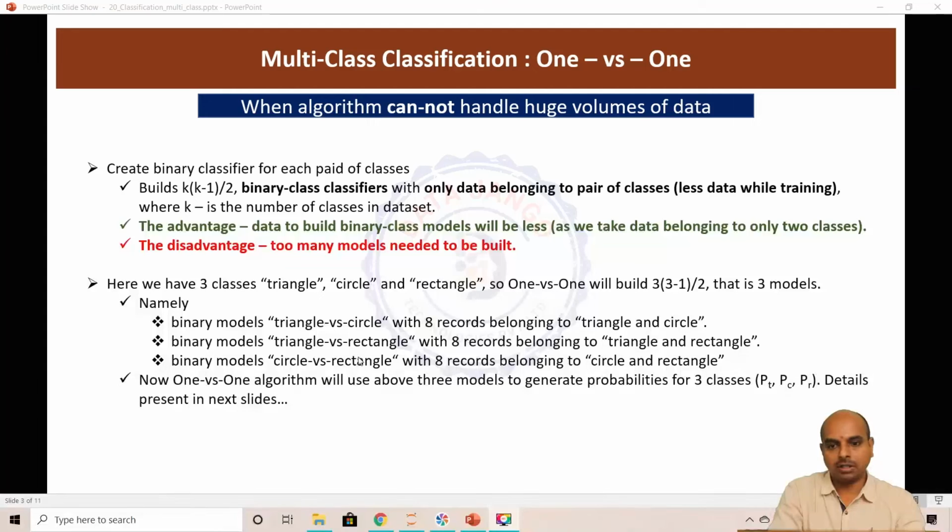Use these three models and then predict the probability for triangle, the probability for rectangle, and the probability for circle for each record. So when you ultimately do the prediction or multi-class classification, you will get three probabilities because three classes are there: triangle probability, rectangle probability and circle probability. Whichever is high, the record belongs to that particular class. So PT is the triangle probability, PC is the circle probability, PR is the rectangle probability. Let us try to look at a pictorial representation of what theory we have learned so far.